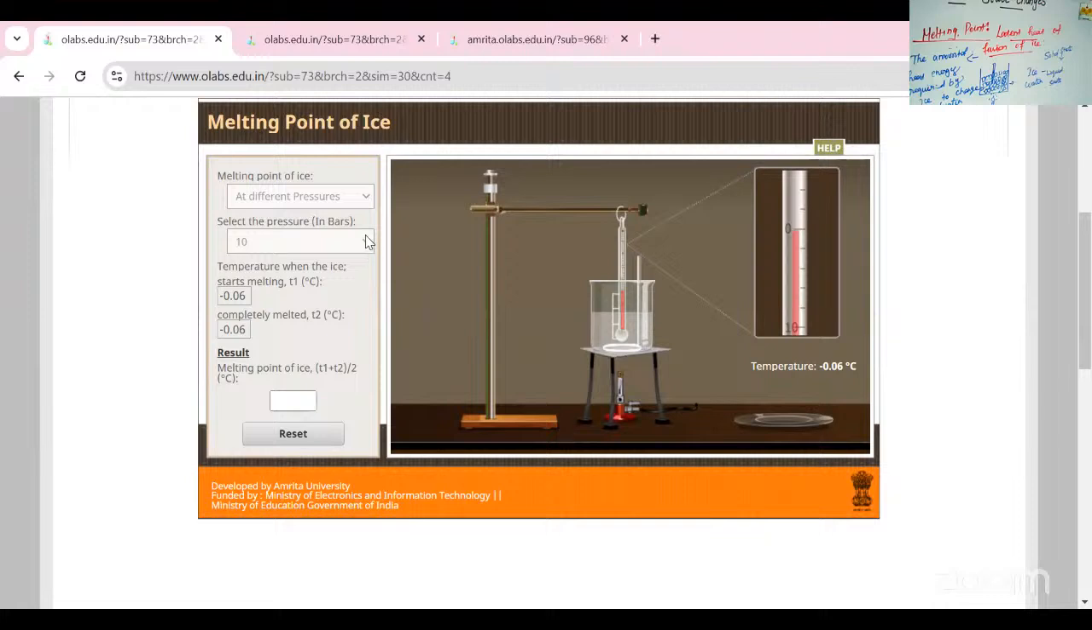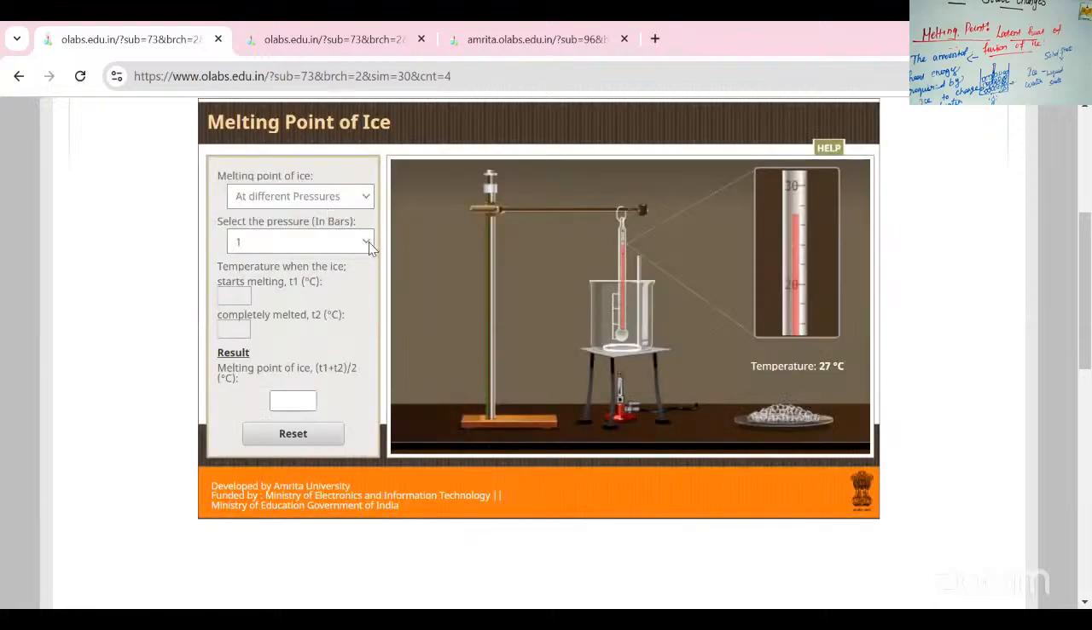Now I want to change the pressure level. I increase the pressure to 25. The same process, I put the ice cubes into the beaker. The ice cubes are heated in this area. Look at the temperature. When the pressure is increased, the temperature level is decreased.